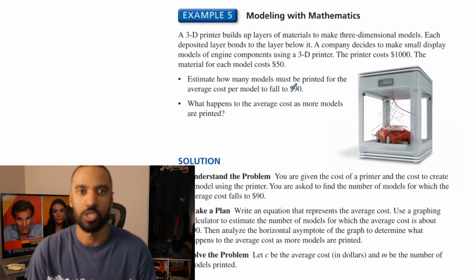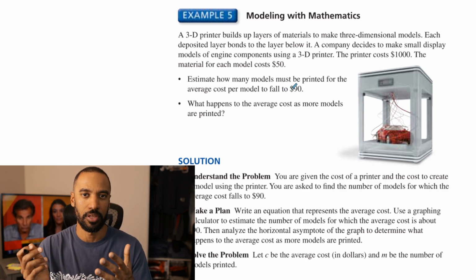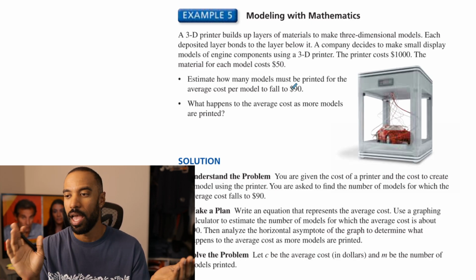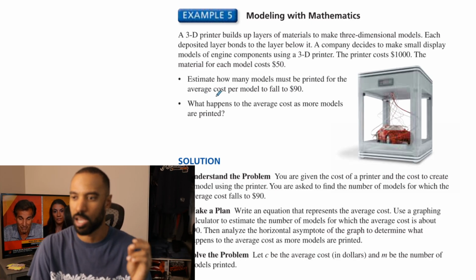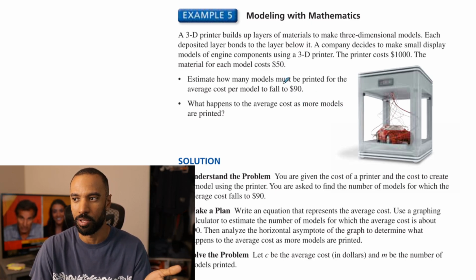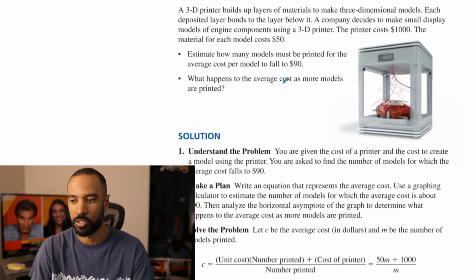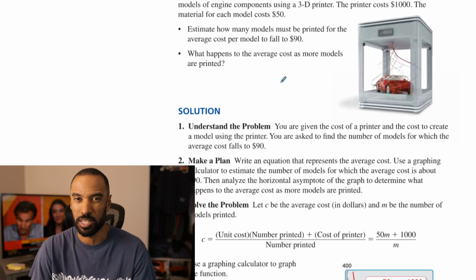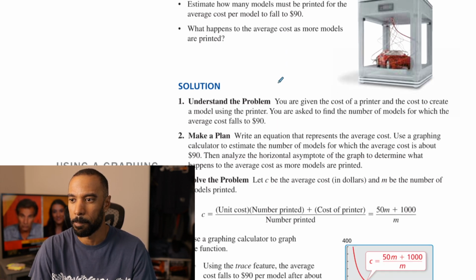So, by the way, this is probably a good time to talk about how we did the inverse variation thing. As the cost per model goes up, the number of models printed goes down, or vice versa, right? That's how inverse variation works. This is kind of an example of that. The printer costs $1,000 sounds like some sort of startup value. I don't know if that's the initial a or how that works. Let's see what they say.